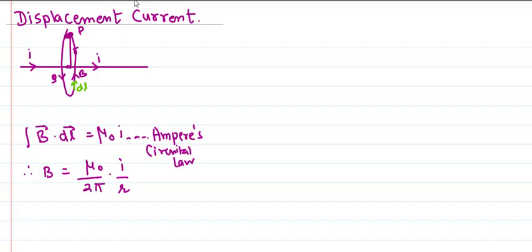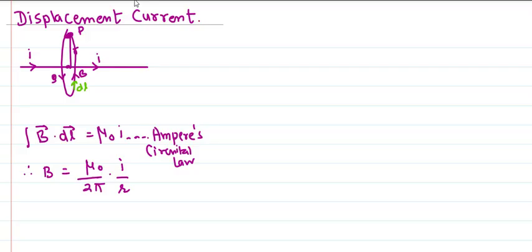We have already done this, so I'm not going into the total derivation of how we got this equation. So the magnetic field at point P will be mu naught upon 2 pi, I upon r.